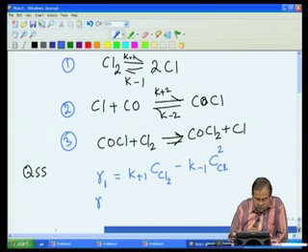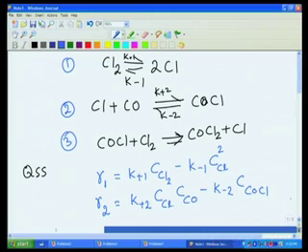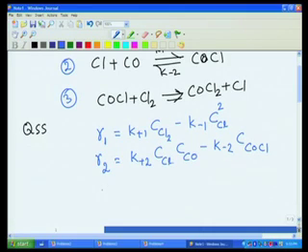Let us write similarly for R2, which will be k plus 2 concentration of chlorine times concentration of carbon monoxide minus k minus 2 concentration of COCl. So, this is my second reaction, and for the third reaction we will have k3 into concentration of COCl into concentration of Cl2.